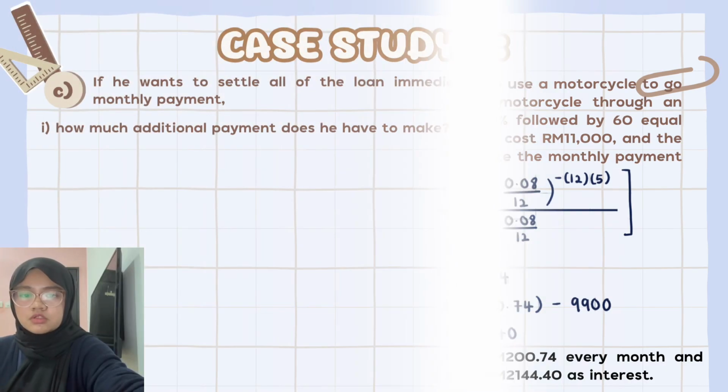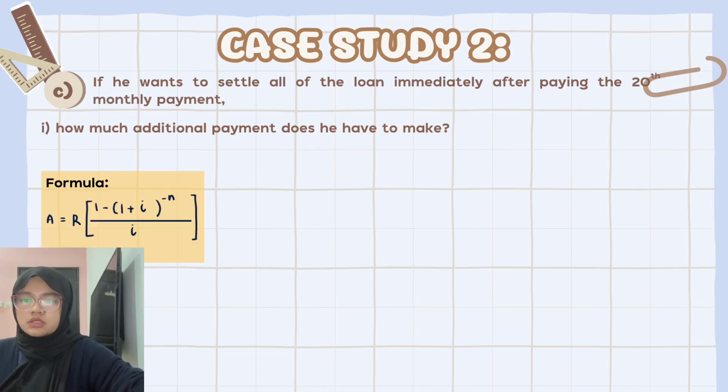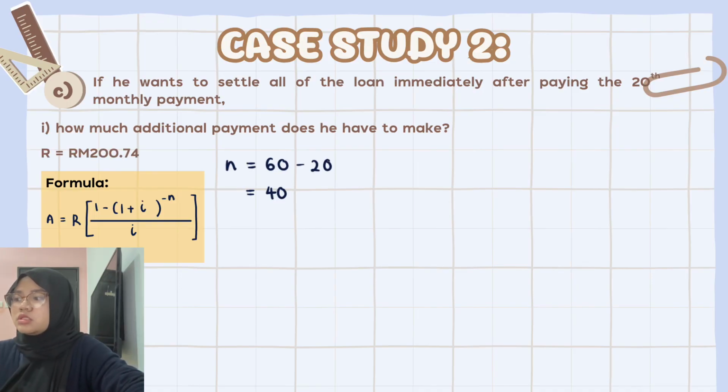Thank you. So for the C question, if he wants to settle all of the loan immediately after paying the 20th monthly payment, how much additional payment does he have to make? So it says that he wants to settle the loan after paying the 20th monthly payment. In this case, we just have to use the A formula, which is the present value or discounted value of annuity. So for our N, which is 60 minus 20 equals 40, we can get the 60 from the B question, which is 60 equal monthly payments.